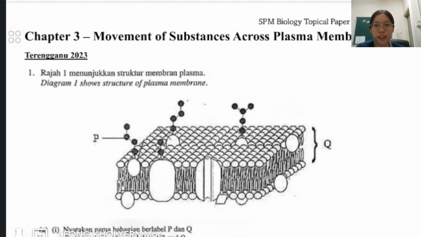Hello everyone, I'm Koyan and today we are going to learn how to answer questions related to Form 4 Chapter 3, Movement of Substance across Plasma Membrane.